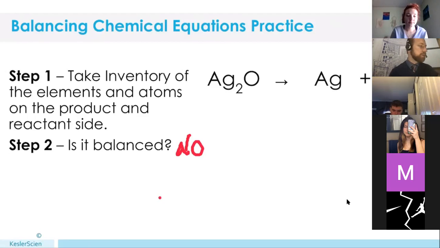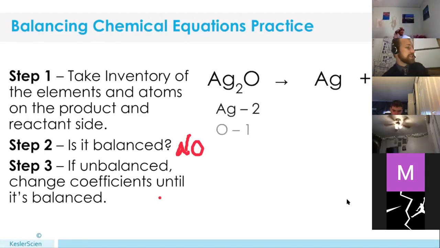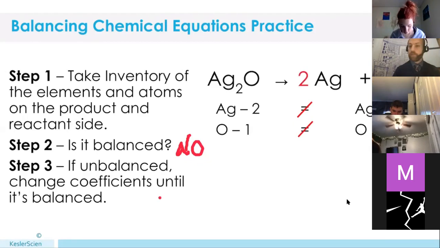Right, how are we going to go about balancing it? Well, what we got to do is we have to look at that atomic inventory, and we got to balance the coefficients where those atoms exist, right? So in this case, we've got 2 silver that's attached to 1 oxygen. It's going to decompose into 1 silver and 2 oxygen. That doesn't make a lot of sense, right? So the first thing we're going to do is we're going to balance our silver. That means we're going to change the coefficient on the product side from 1 to 2, just like that. Our silvers are now balanced.